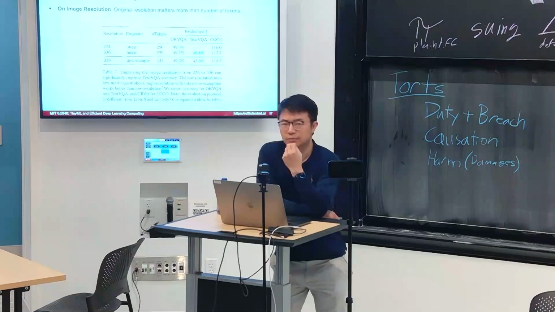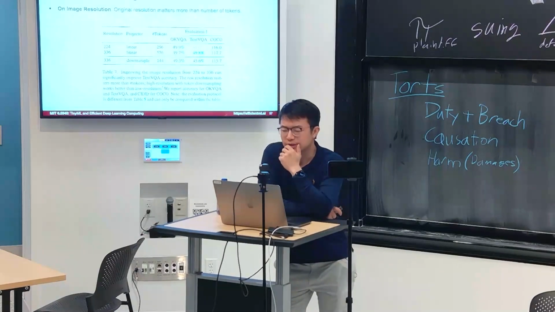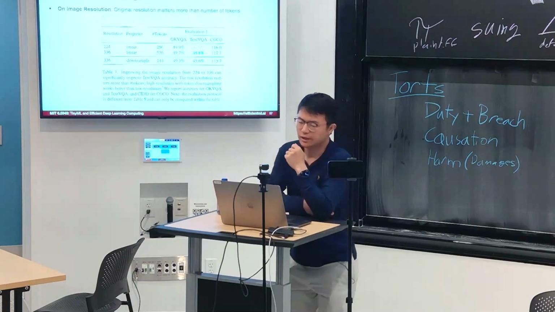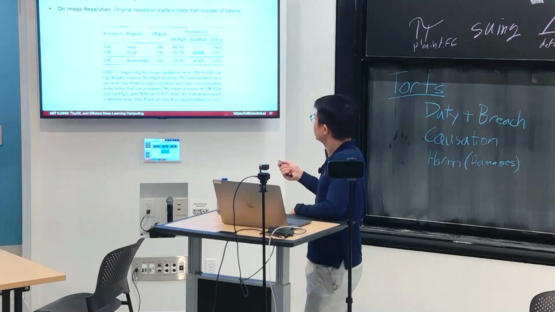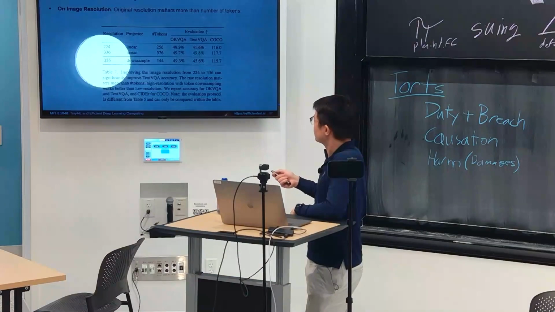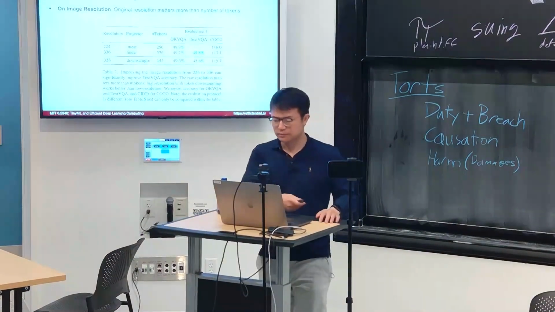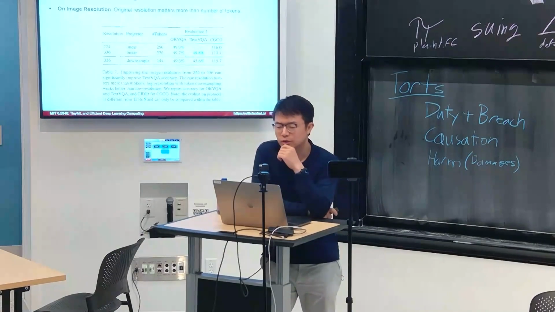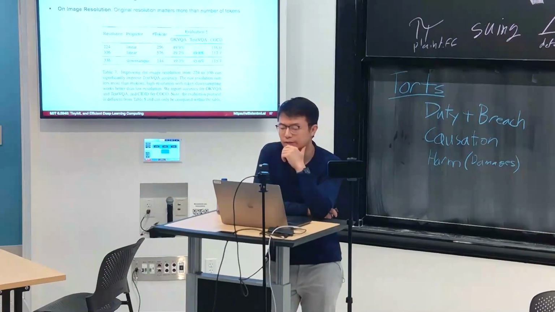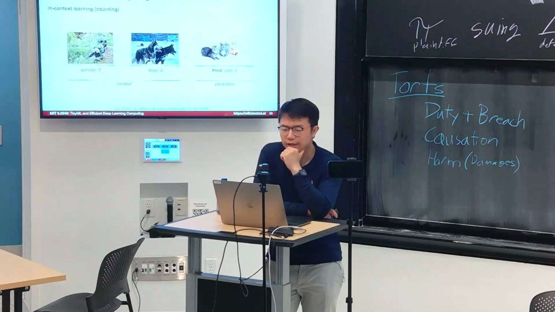Another finding is that image resolution is very crucial. The original resolution matters more than the number of tokens. If the resolution is larger, the accuracy is much better. But the higher the resolution, the higher the compute. So here's some in-context learning capability.